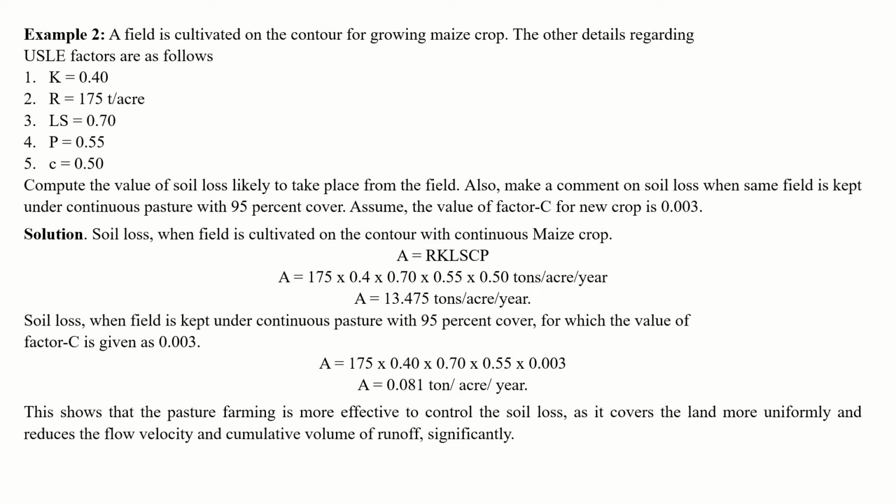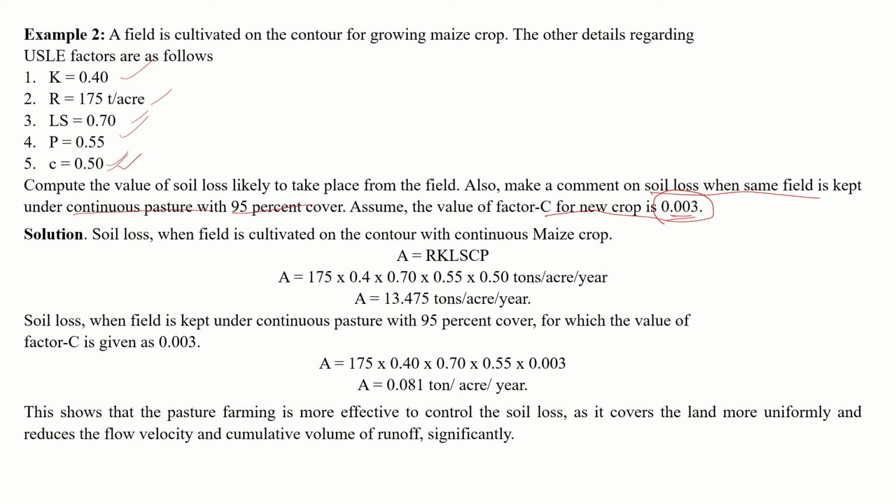A similar problem: K is given directly, R is given, L is given, the conservation practice P is given, and the soil cover is given. Compute the value of soil erosion, and also comment on the soil loss when the field is kept under continuous pasture with 95% cover. The C value was 0.50 and is reduced to 0.003. So let us see.